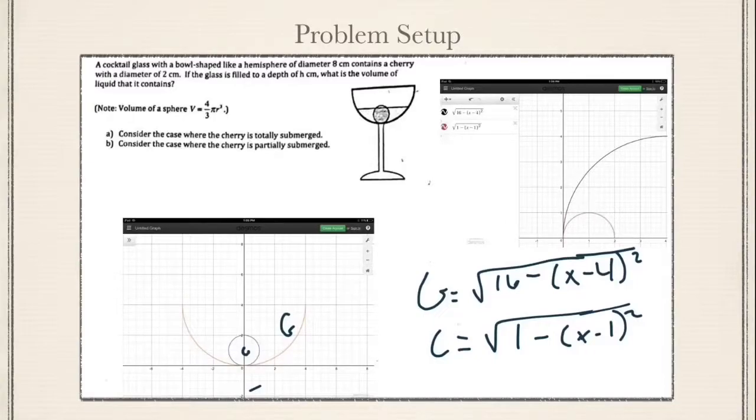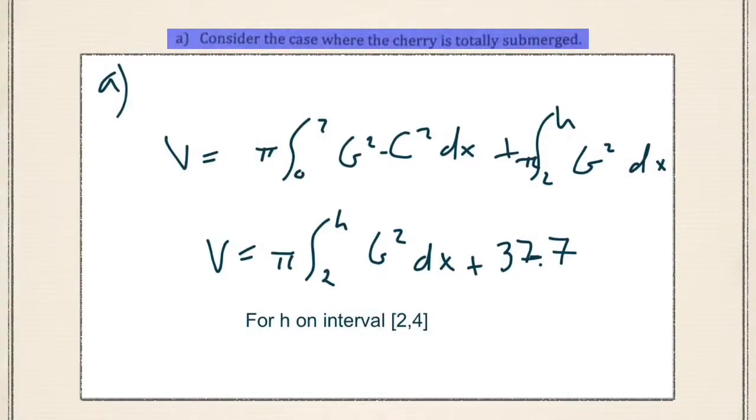Then we have to translate them, and we only really need half the circle. So the equation for the glass is g equals the square root of 16 minus the quantity x minus 4 squared. And then for the cherry, c equals the square root of 1 minus the quantity x minus 1 squared. We can use these two equations to answer part A and part B and find the liquid that he drank the first and second time. For part A, we have to consider the case where the cherry is totally submerged. To do this part of the problem, we have to find two volumes: the volume of the liquid around the cherry and the volume above.